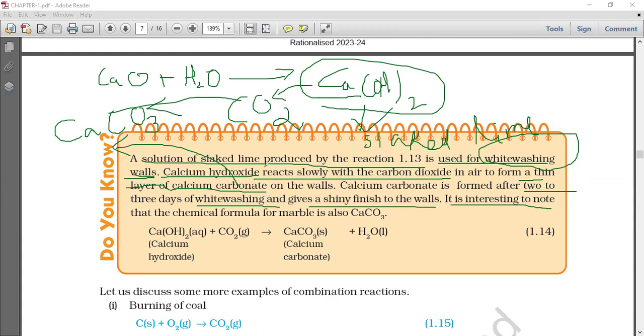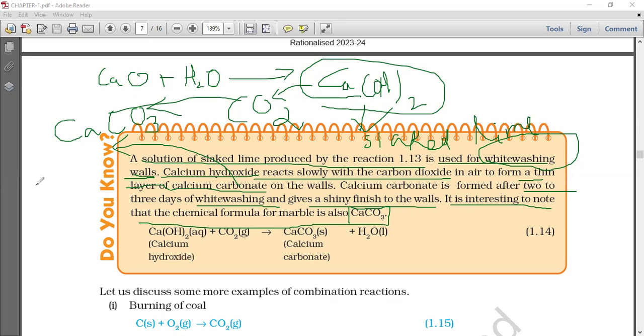So it is interesting to note that even the chemical formula of marble is also CaCO3. Very, very important. Please do underline. What is the chemical formula of marble? It is also CaCO3, calcium carbonate. Marble and calcium carbonate have the same formula.